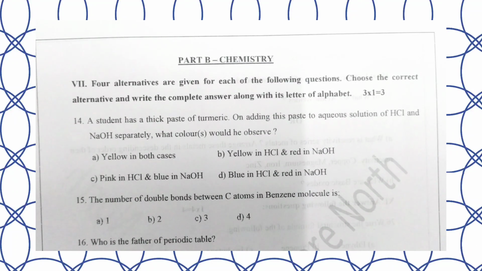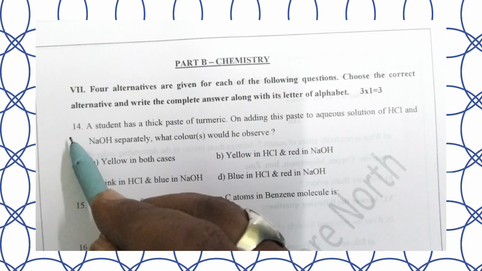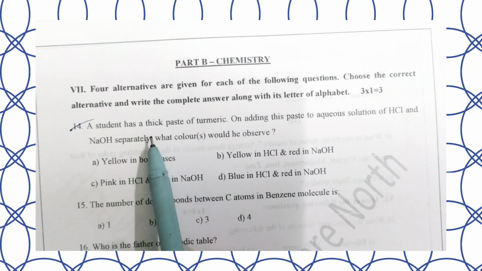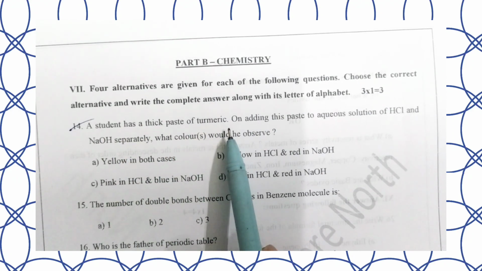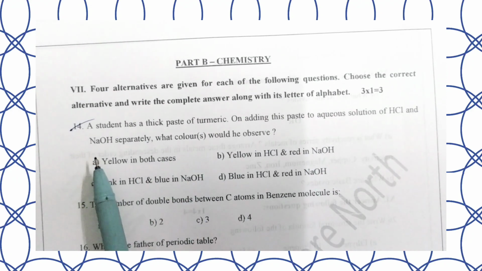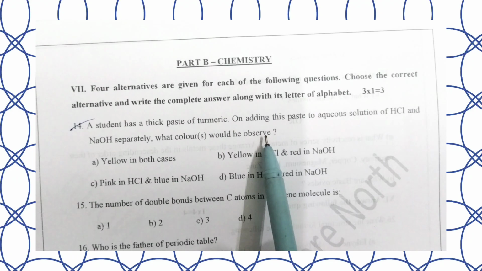So in this video we are going to solve science practice paper number 5 part B chemistry. So successfully we have answered all the questions of part A physics. Now let us go for part B. In that one the first question is a student has a thick paste of turmeric and adding this paste to aqueous solution of HCl and sodium hydroxide separately, what color would be observed?